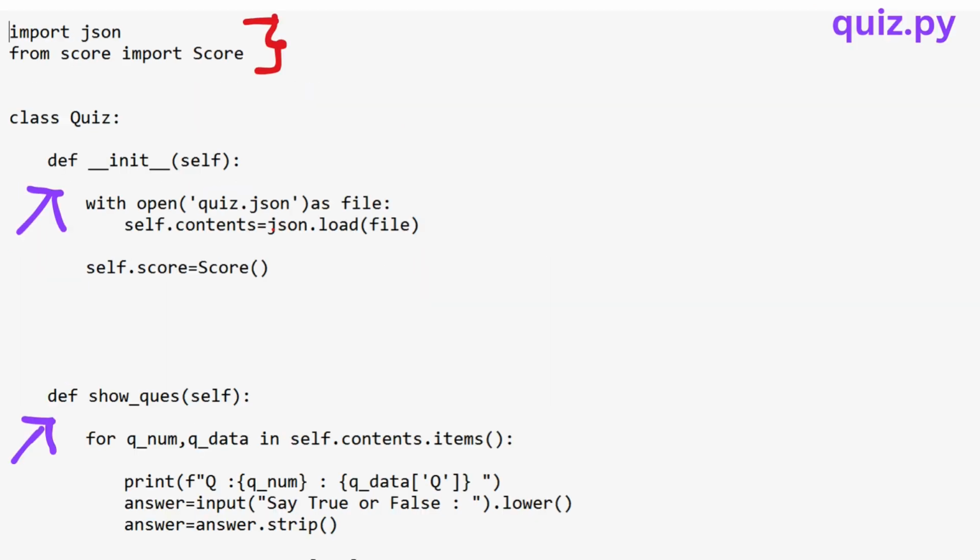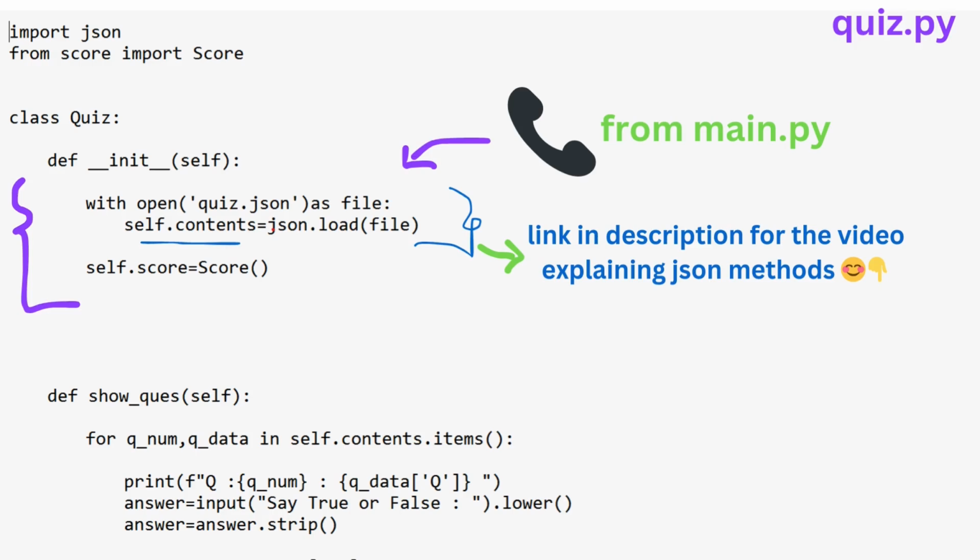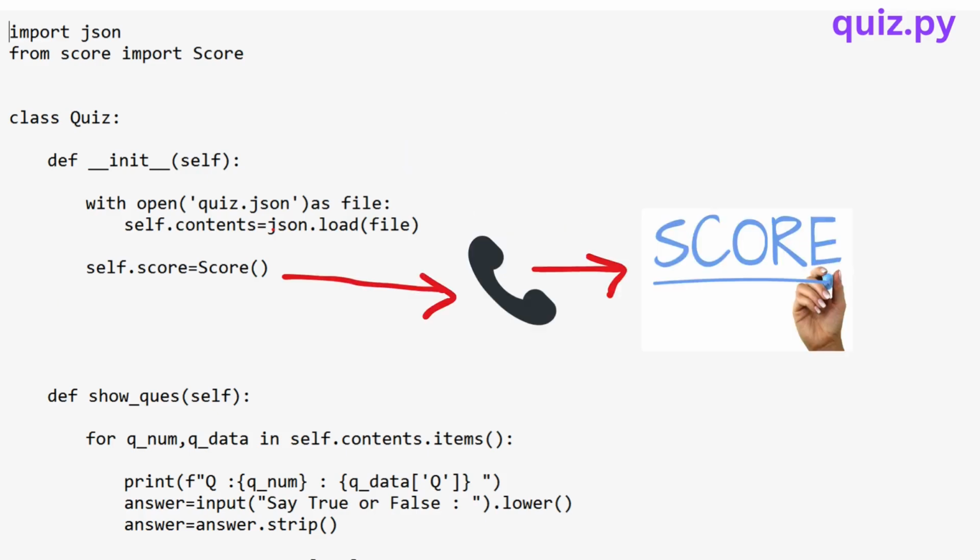Inside this quiz module, at the starting itself, we have imported the json module as well as score. Inside this quiz class, we got two methods, that is an init method and a show questions method. Once we create an object for this quiz module from our main file, this init method is initialized. So inside this init method, what is happening? It is opening the quiz.json file and using the json.load method. Now all the contents inside that file can be accessed using the self.contents variable. Fine. And in this line, what is happening?